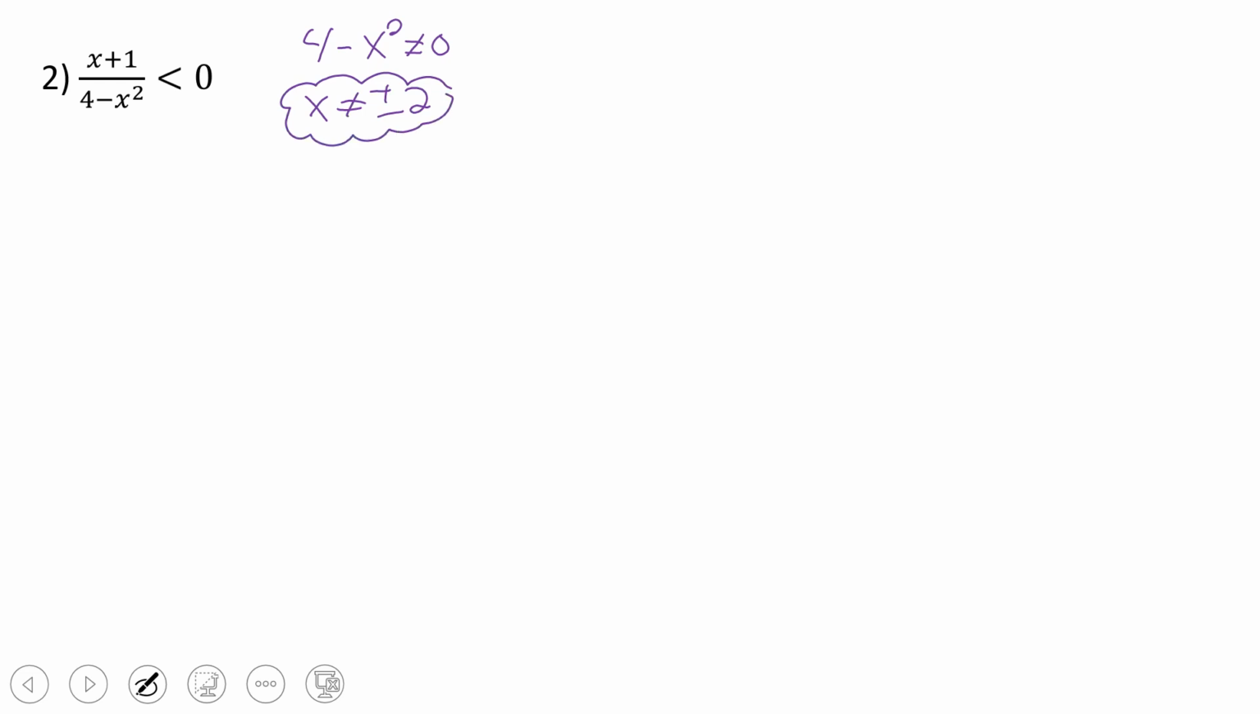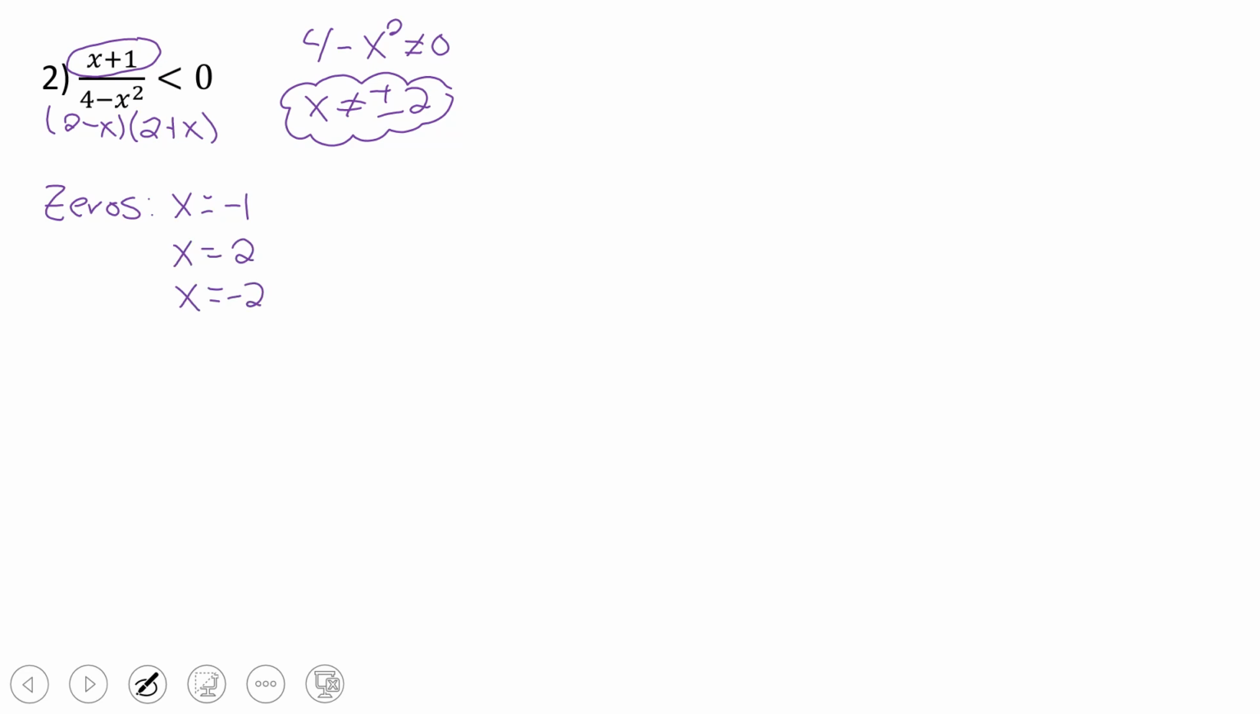From here, you're going to identify zeros from the numerator and denominator. This time, my numerator does have a variable in it. I have x plus 1, so one of my zeros is going to be x equals negative 1. I also know that this denominator factors. The denominator is going to be 2 minus x times 2 plus x. It's a difference of 2 squares. So I'm going to have zeros at positive 2 and negative 2.